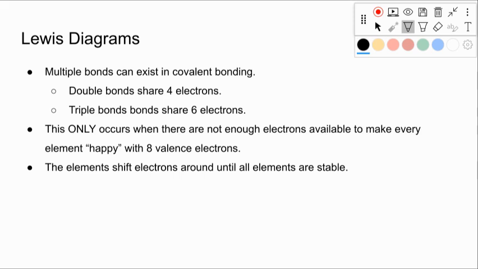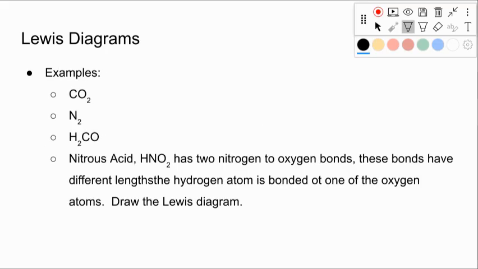And so we talked about how single, double, triple bonds are going to have different energies. It is going to take more energy to break a triple bond than it is to break a single bond, and it's because they're sharing more electrons. So when we do these multiple bonds, the only time we do it is whenever there just aren't enough electrons to make everything stable with that 8 valence electrons. And so we shift the electrons around until all the elements are stable. And so we have 4 examples here.